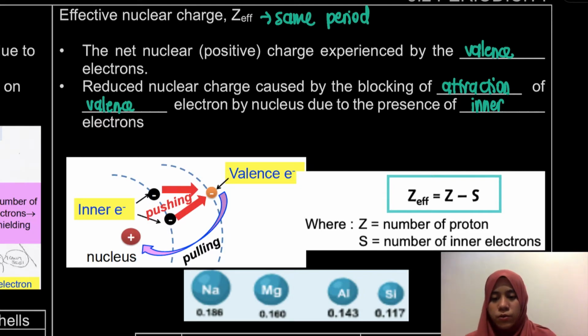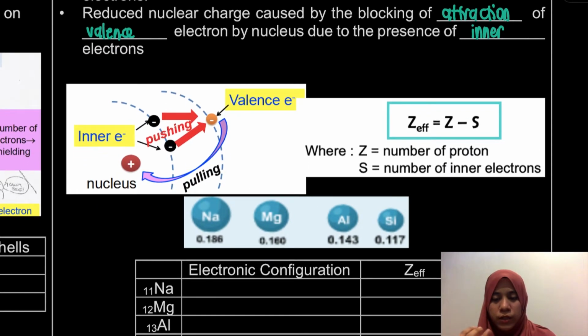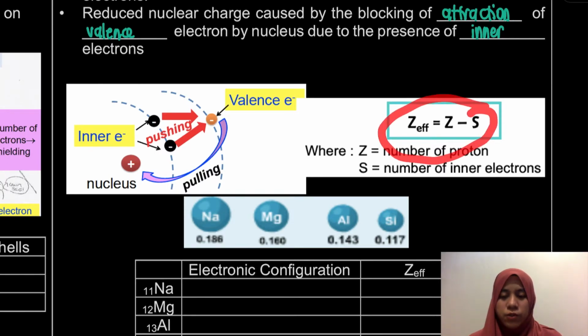Okay. So, macam mana kita nak buat pula? How we're going to discuss it? Yang kita boleh buat calculation sikit lah. Where effective nuclear charge, we call it as Zeff lah, senang, is equal to Z minus S. Z is the number of proton. S is the number of inner electron.